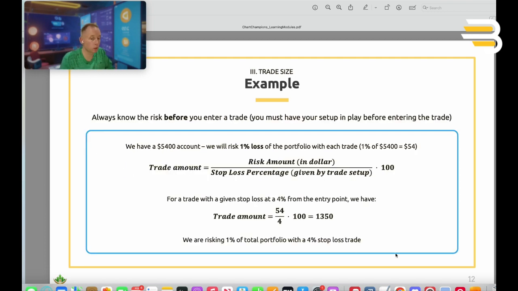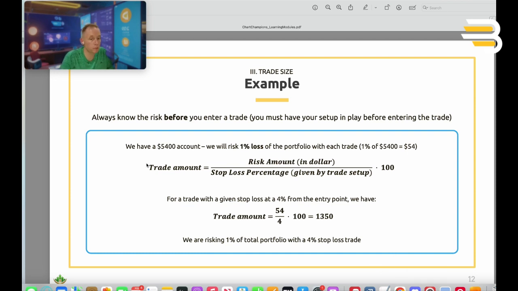Trade size, and we're going to go into a little bit more of this today. Always know your risk before entering a trade. You must have a setup in play before entering the trade. This is just a simple example here. Say we have a $5,400 account, and we'll risk a 1% loss of the portfolio with each trade. So 1% of 5,400 is $54. So how do we calculate that?